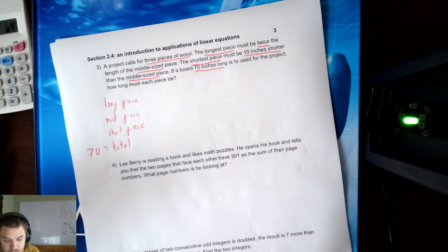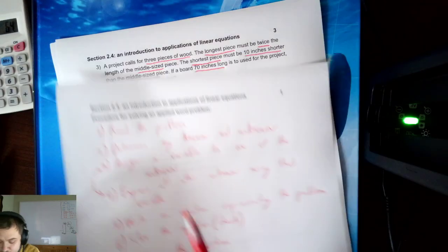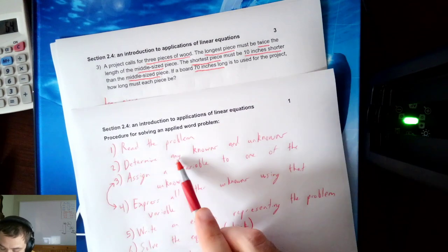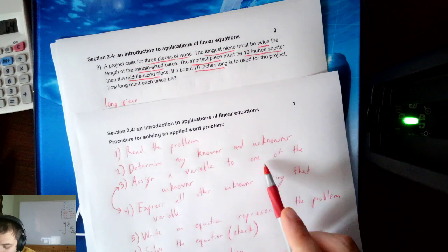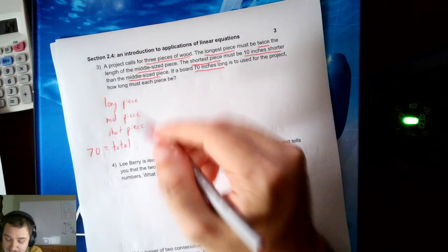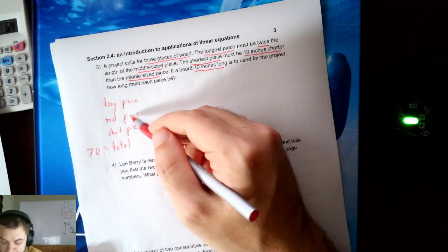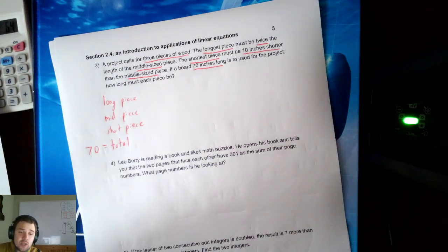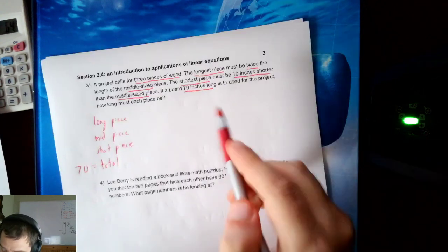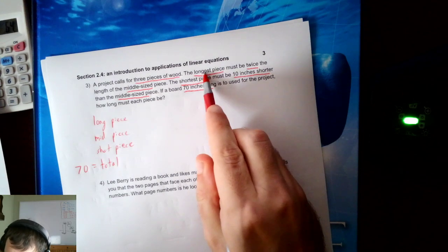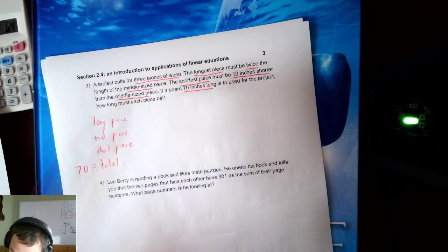Now, I have read the problem. I've determined my knowns and my unknowns. I now need to assign a variable to one of the unknowns. I need to pick either the long piece, the mid piece, or the short piece. Whenever you have 3 variables, you need to figure out which of the 3 is the most useful to know first. Let's look. I have a sentence that relates the long piece to the middle piece.